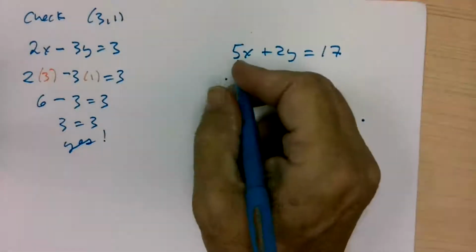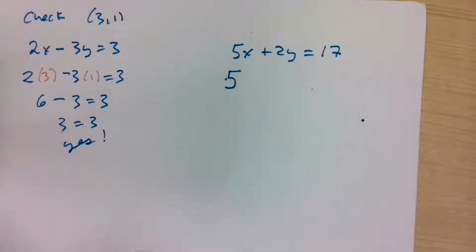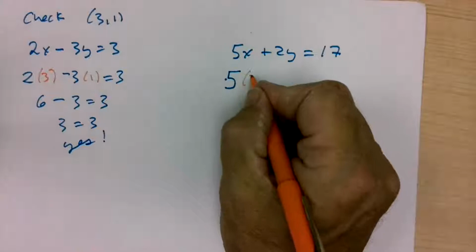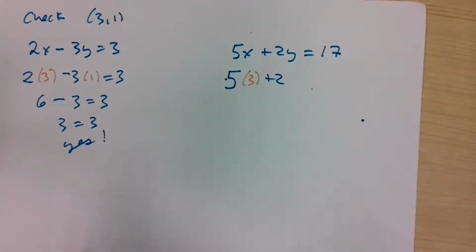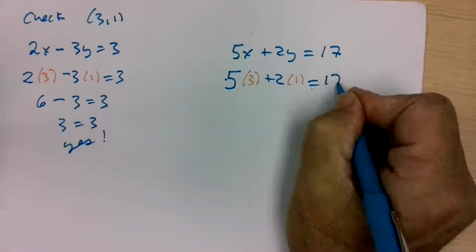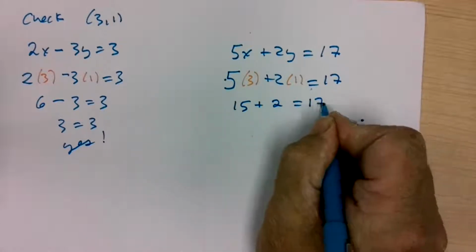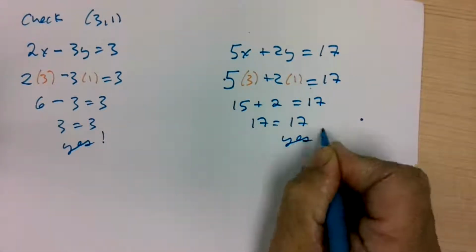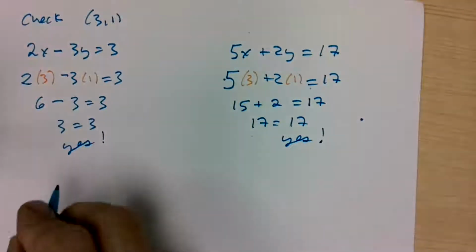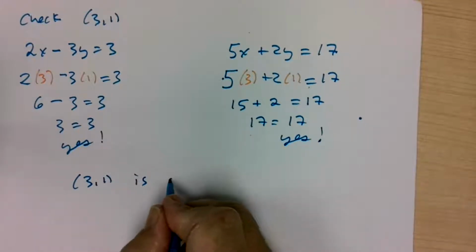Over on this side again, plugging 3 in for x and 1 in for y. 5 times 3 plus 2 times 1. Does that equal 17? Does 15 plus 2 equal 17? 17 equals 17, again that's yes. So that point was common on both lines, so (3, 1) is the solution to the system of linear equations.